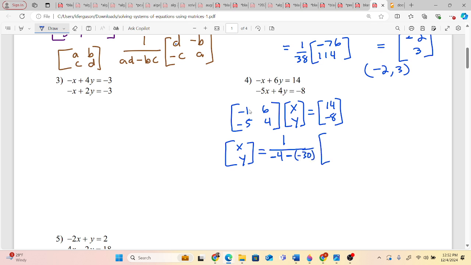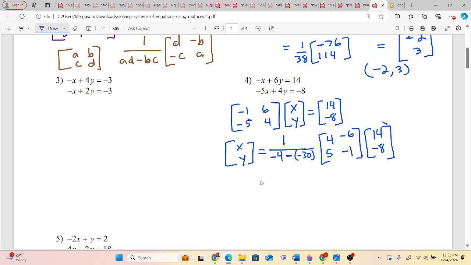All right, and now I need to change this to that. So D and A need to switch positions. So D is 4, so D goes there. A is -1, -1 goes there. And then I change the signs on B and C. B is going to become negative because it started off positive, and C is going to become positive because it started off negative. And then I put the last little matrix right there, 14 and -8. Okay, is everybody straight right here?